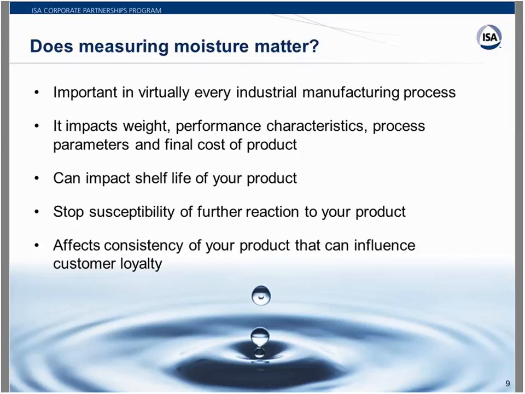Moisture also impacts shipping weights, performance characteristics of reactions, process parameters, and the final cost of the product. Performance characteristics: if you store powders with moisture in them below 32 degrees Fahrenheit in storage or shipment, it can damage the performance of the powders when you go to mix them into your products. Also, neither manufacturers nor consumers want to pay extra for extra grams of water coming along with the product that they're paying for.